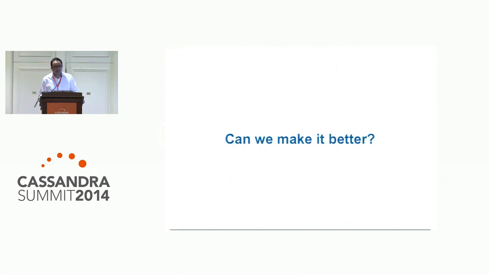But can we make it better? Out of the box, obviously Cassandra provides a fantastic solution in terms of data replication. There's no single master and all that good stuff. But there is an issue for us in making it better, because whenever a Cassandra data center goes down, in order to recover from that, we need to make sure that our Hippo VMs start talking to the other passive data center.